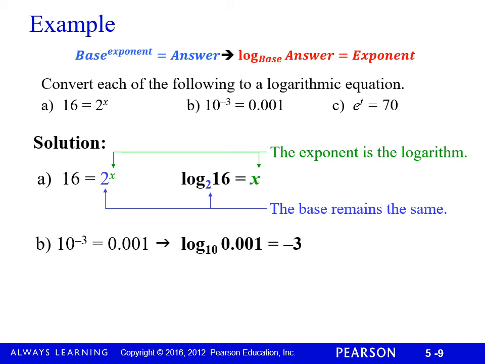For b here, we have a base 10, log base 10 of the answer, 0.001, equals the exponent negative 3. And for c, we have e to the power of t equals 70 is the same as log base e, same base, of the answer, 70, equals the exponent t. It's very important that you can go back and forth between logs and exponentials, rewriting them in either form, to be able to write an exponential as a log or to write a log as an exponential.